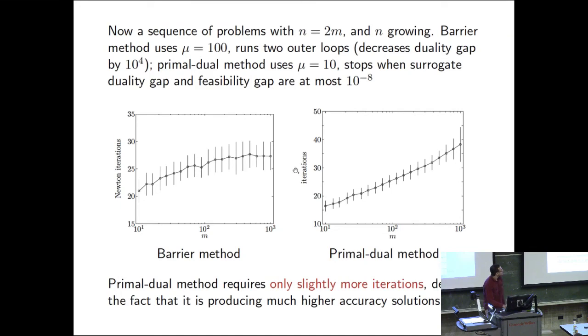And in this case, we're actually running the primal dual interior point method to get much higher accuracy solutions. I think it's almost 4 orders of magnitude higher accuracy than the Barrier method. And you can see it still increases only gracefully with m. It increases a little bit faster than logarithmically, but that's actually more of an artifact of the stopping point. So we're running it to much higher accuracy here.